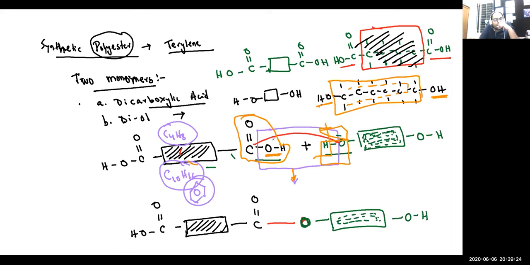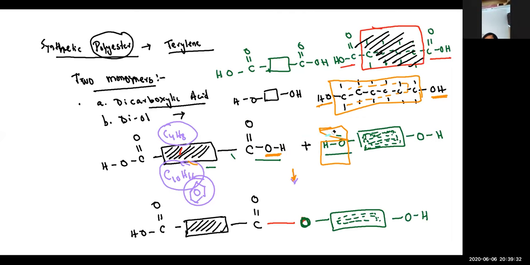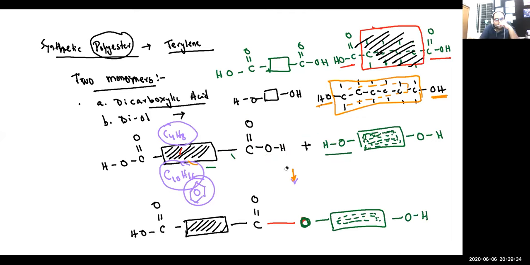So from the acid, OH goes away, and from the alcohol, H goes away. So what remains? Zuhair Mustafa Khan, what remains?